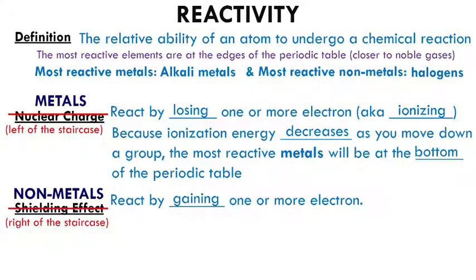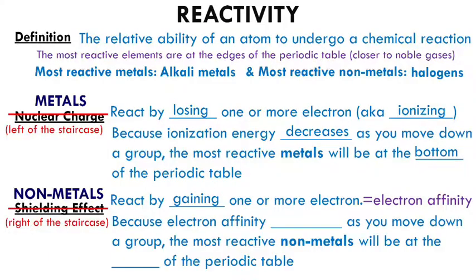And then, of course, our nonmetals gain one or more electrons. Well, that's measured by electron affinity, how happy our atoms are at gaining an electron. So because electron affinity decreases as we move down a group, the most reactive nonmetals are going to be at the top of the periodic table. So these are completely opposite trends, even though we're talking about in both cases a vertical shielding effect trend that's being caused here.